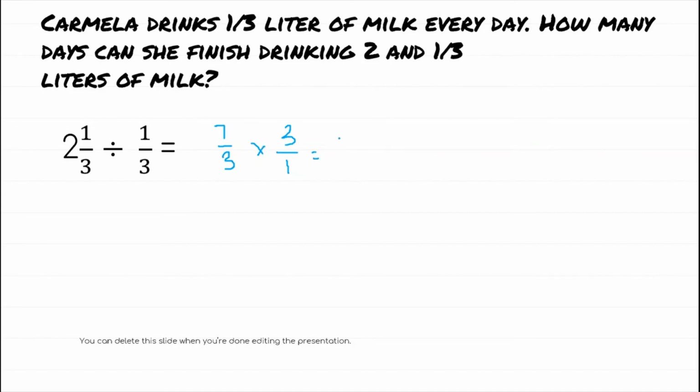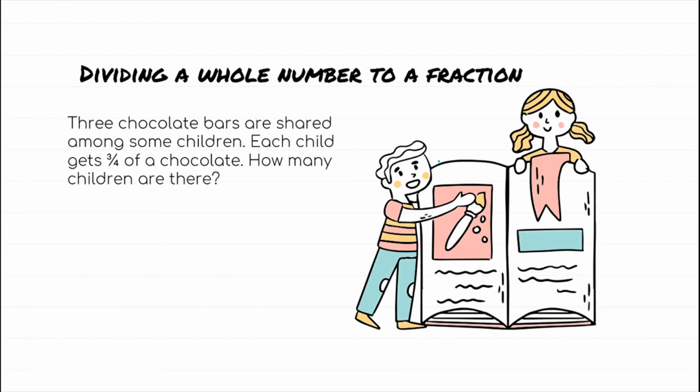7 times 3 is 21. And 3 times 1, that is 3. And for the last, let us divide 21 divided by 3. 21 divided by 3, that is 7. Okay, so how many days can Carmela finish drinking 2 1/3 liters of milk? She can finish it within 7 days. Okay, now this time let's continue.